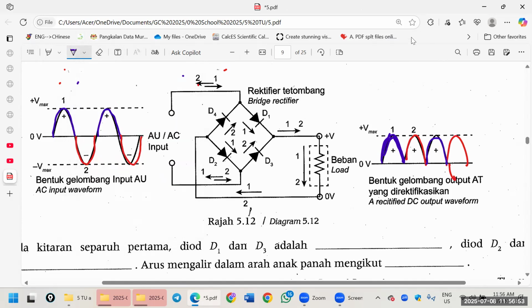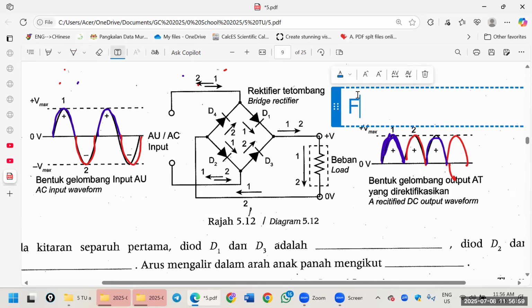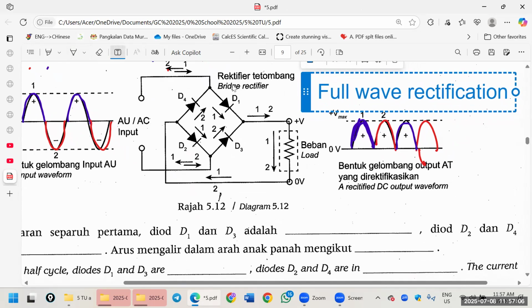As long as you arrange the diodes in this way, it will get like this right here, full wave rectification. Okay? Full wave rectification.